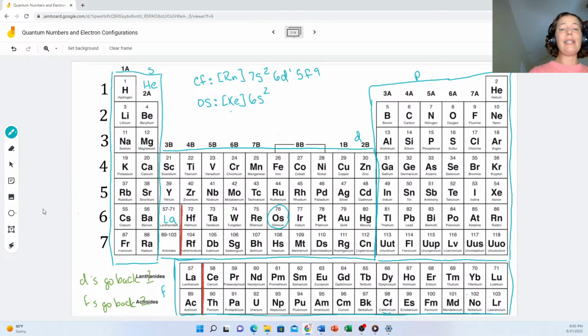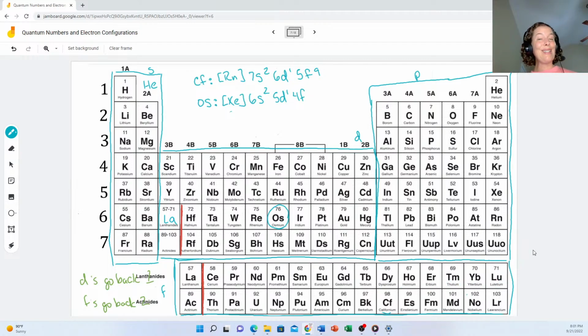So let's go back and let's do osmium correctly. So 6s2 is totally fine. Then we go to lanthanum, which again should be in the D block. D's go back 1, so that is 5d1. Then we switch to the F block. So these are our 4f, because F's go back 2, and let's just count up. 1, 2, 3, 4, 5, 6, 7, 8, 9, 10, 11, 12, 13, 14.